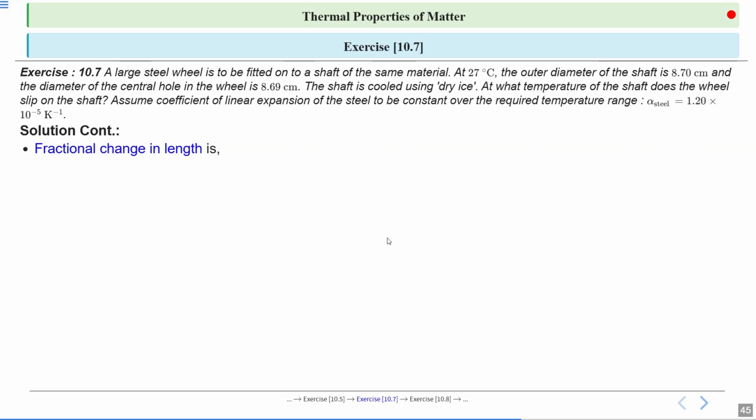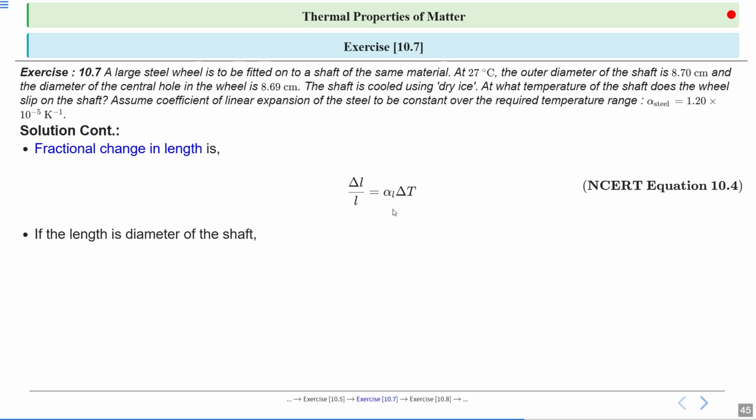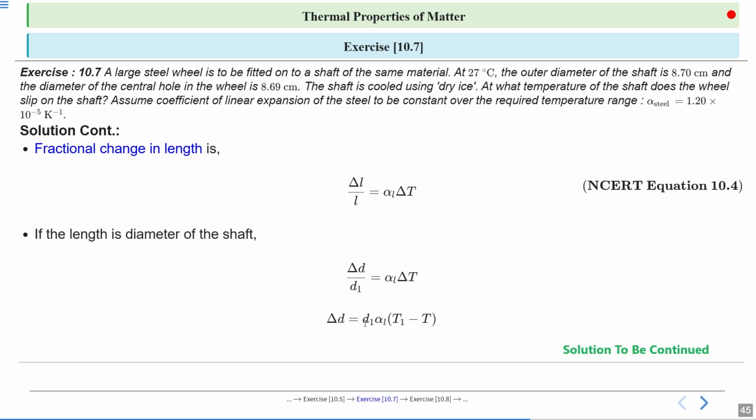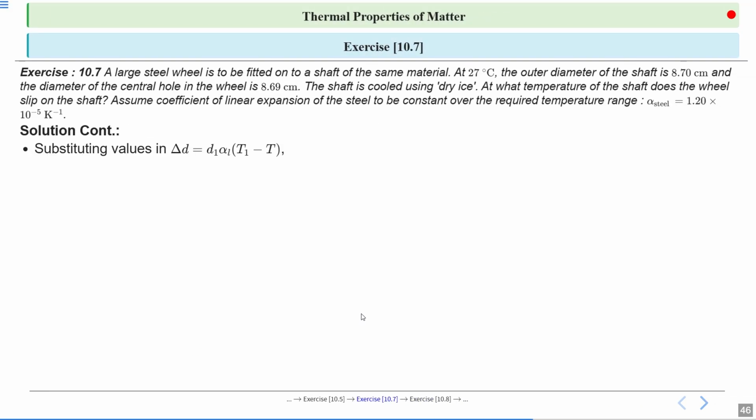So fractional change in length is delta L by L is equal to alpha L into delta T. If the length is the diameter of the shaft, so delta D divided by D1 is equal to alpha L into delta T. So delta D equal to D1 into alpha L into T1 minus T. Substituting values, minus 0.01 centimeter is equal to 8.70 centimeter into 1.20 into 10 raised to the power minus 5 per Kelvin into T1 minus 300.15 Kelvin.